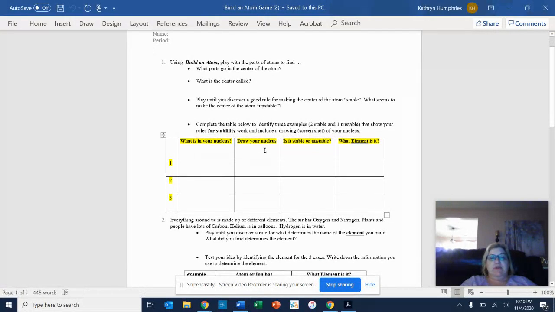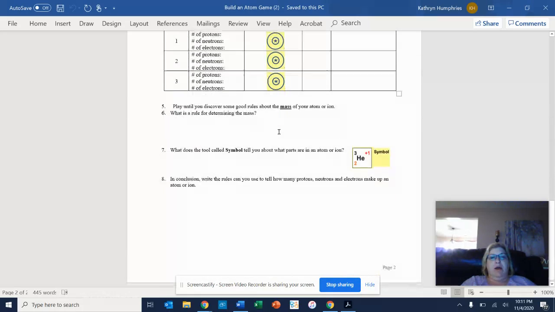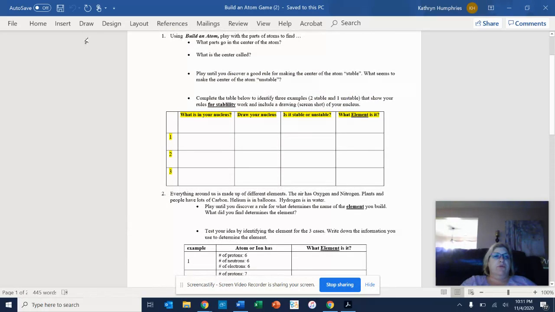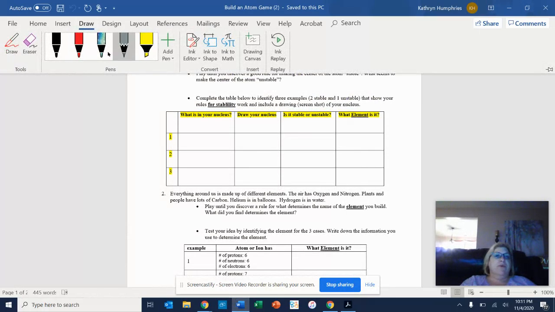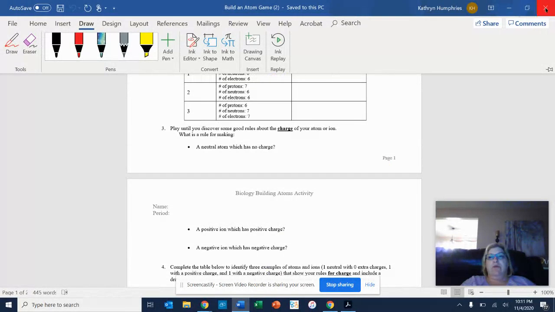And in a couple of places it asks for you to draw, like draw your nucleus, and then down here, draw your atom or your ion. And the way to do that is to use your drawing tools in Microsoft Word. So you've got all of these tools here that you can use to draw your nucleus on. So what you're going to be doing is put your protons and neutrons in 2 different colors, so I can tell what atom that you're going to be putting on there. And same thing here. So you'll be putting on your electrons, and you can put all of those in a different color so that you can tell whether it's a neutral, positive, or negative ion. So you're going to fill that out as you play the game.